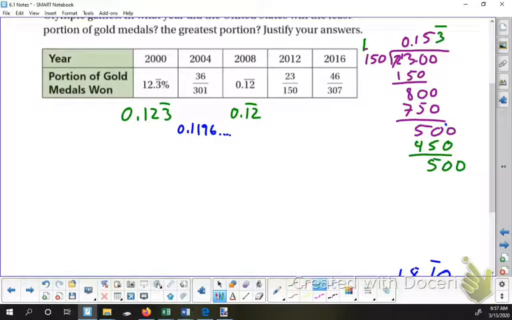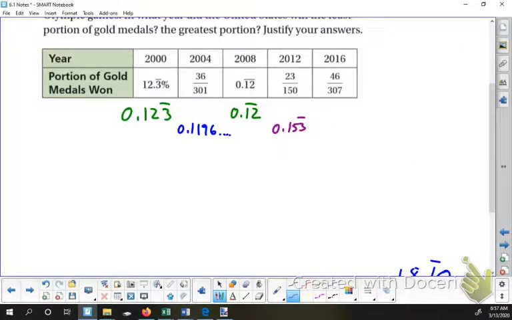All right, so this one right here is 0.153 repeating. That right now is my largest year. All right, now I'm going to do the last year. I know this is a lot of long math.